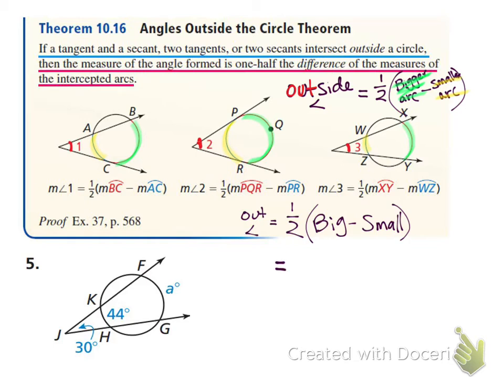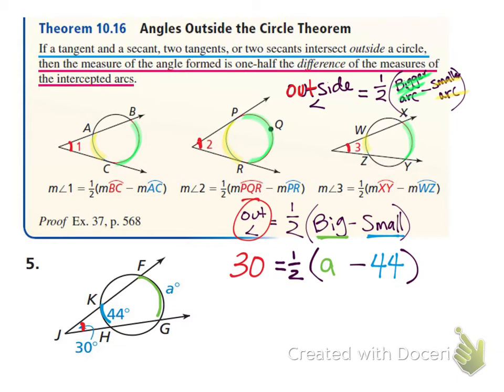Okay, do we know the measure of the outside angle to plug in? We do. What is it? 30. 30 equals 1/2 times the bigger arc. Which of these is the bigger arc? A. Minus the smaller arc, which is 44. So again, I would not distribute. I would have 1/2 of A, which is not my favorite.